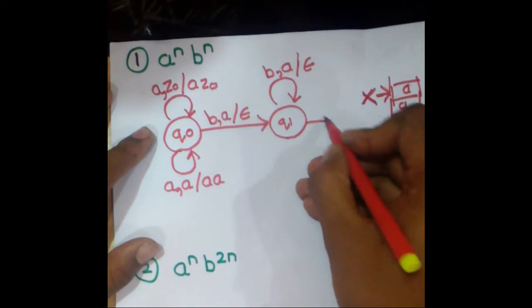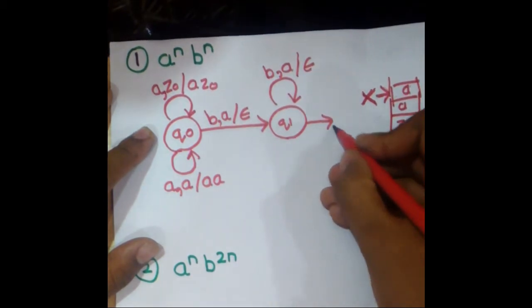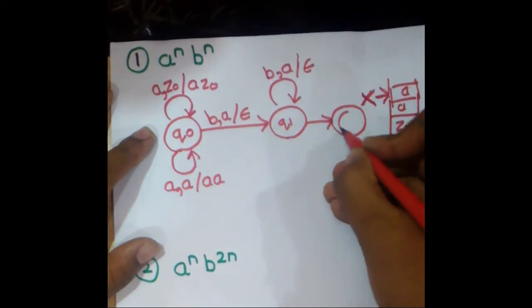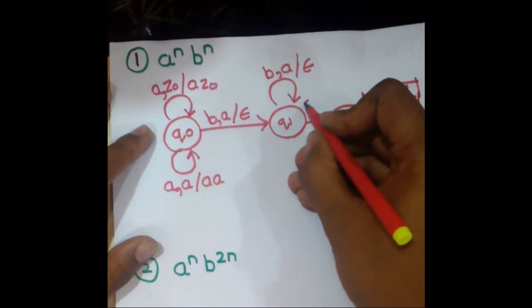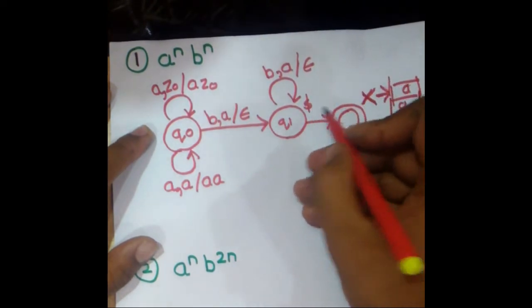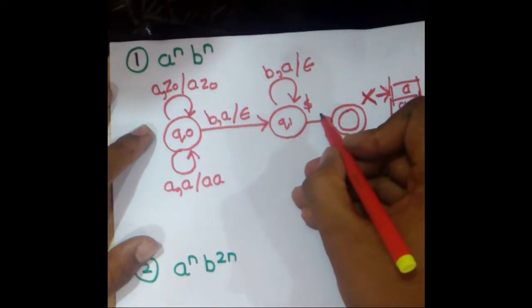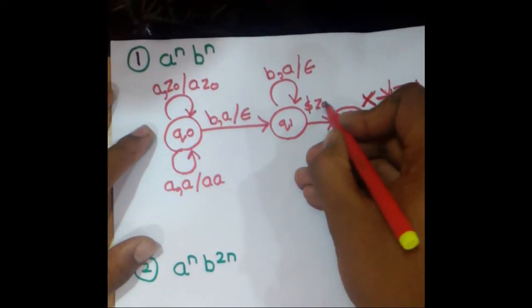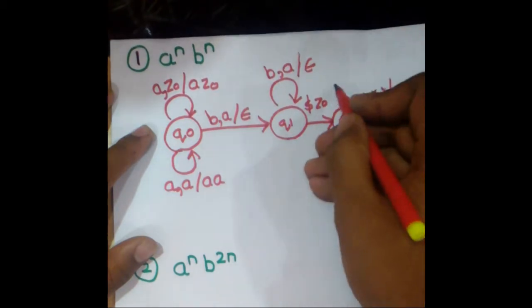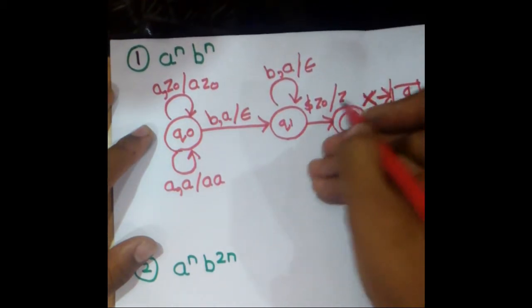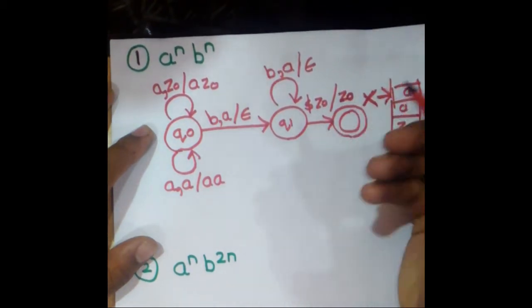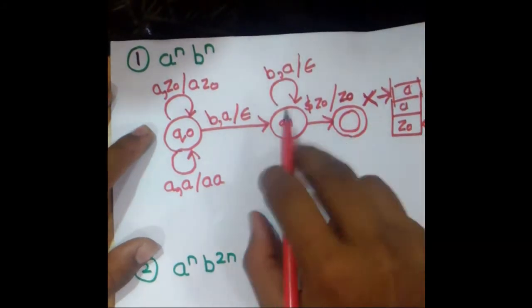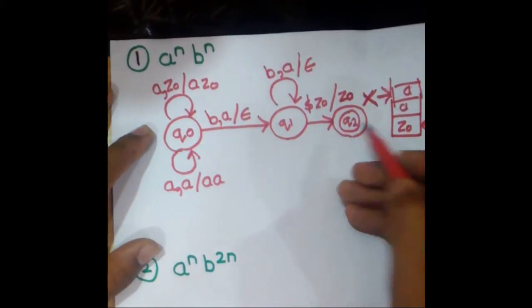Then at last we will stop it. The dollar sign is used at the last to indicate that we have reached the end of an element. If Z0 is the input inside the stack, then we will just do nothing. We'll just put Z0 and we will finish our state here. This is the final state q2.